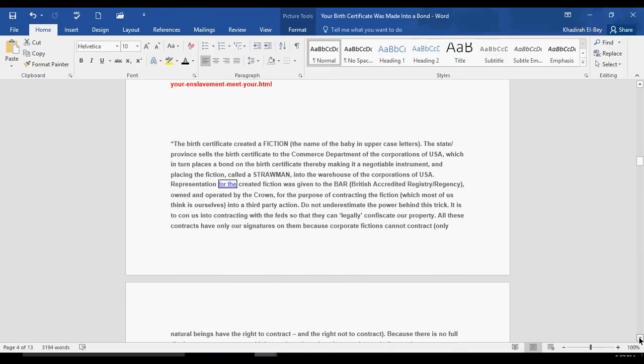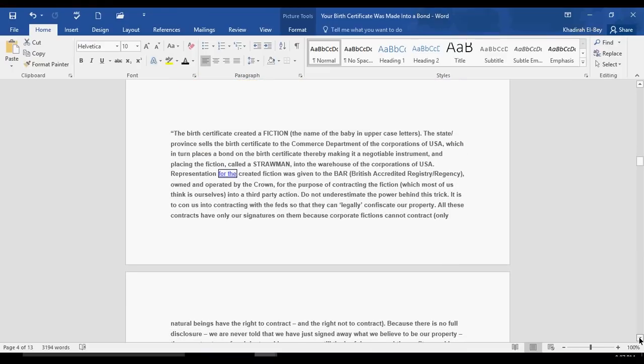Now, the birth certificate created a fiction. The name of that baby, in all upper caps, is that fiction. All right, that's the straw man. Now, the state providence sells the birth certificate to the Commerce Department of the Corporation of the United States, which in turn places a bond on the birth certificate, thereby making it a negotiable instrument and placing the fiction called the straw man into the warehouse of the Corporation of the United States, which is the DTC, Depository Trust Company.